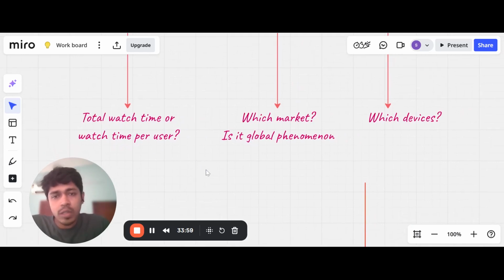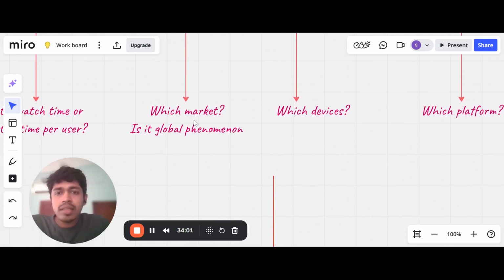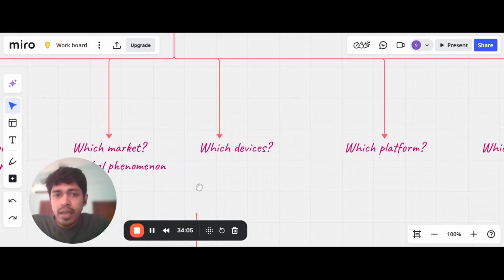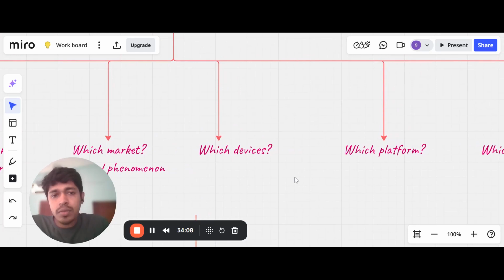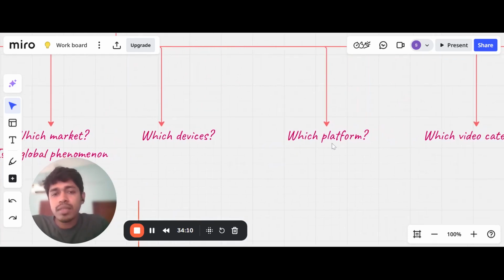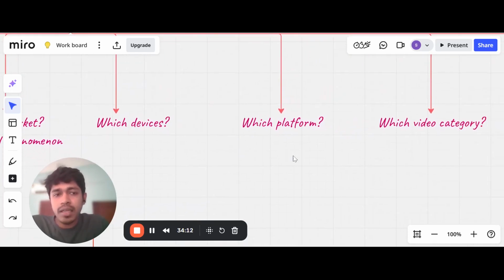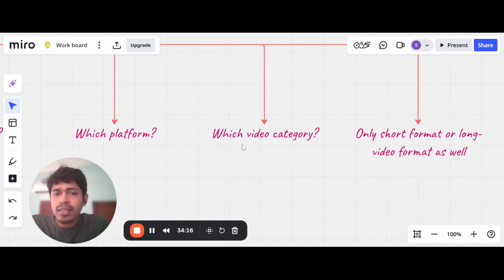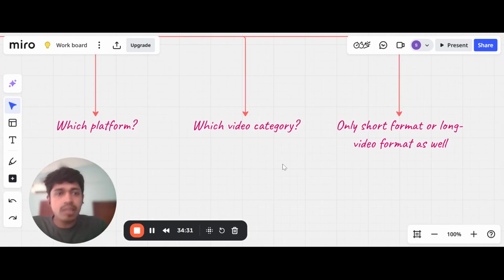How do we define the watch time, right? And now the next question is which market? Is it a global phenomenon, right? And on which devices have we noticed this particular drop? Which platform? Is it app? Is it a website? In which video category? Is it just about cooking videos or about sport videos? Can we categorize the type of videos, and is the drop happening only in a particular category? If that is the case, then we can focus on that particular category. So that is the idea of asking these questions.